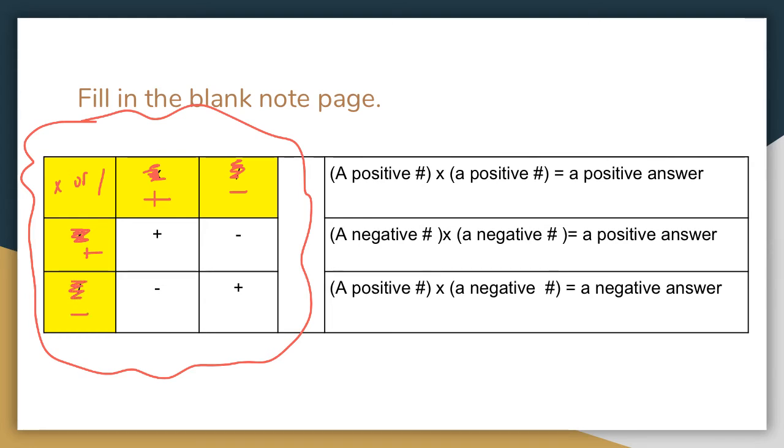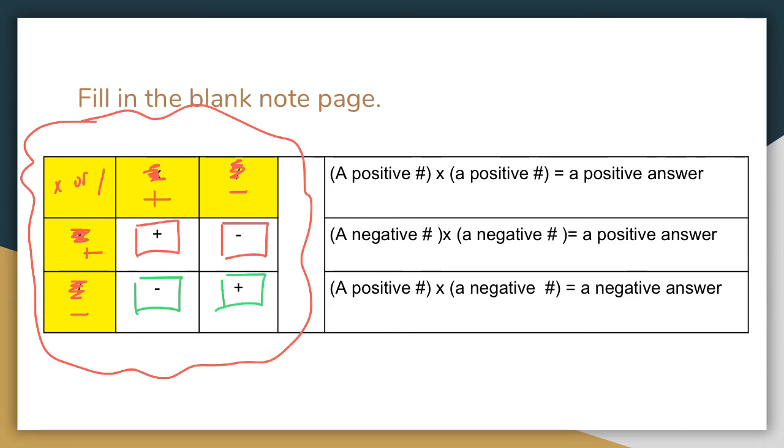All right, so this box right here. If you have a positive times a positive, you're going to get a positive answer. Here, either multiplication or division, if you have a positive and a negative, you're going to have a negative answer. Then we have this box. That's where we have a negative and a positive, either being multiplied or divided together. We're going to get a negative answer.